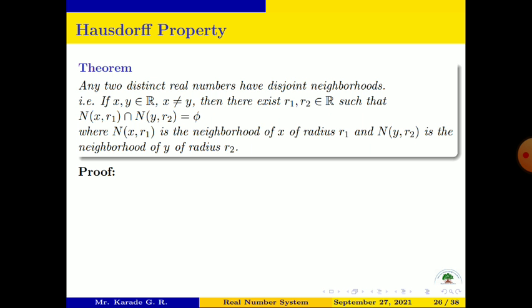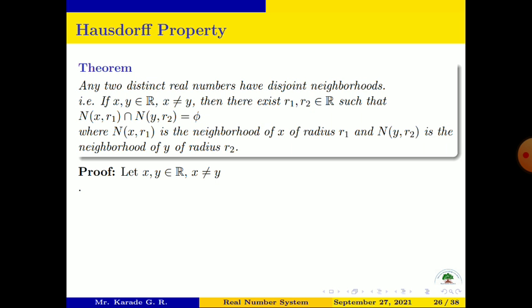Let us write the proof of this theorem. How we will prove this theorem is very important now. We have to show the intersection of these two neighborhoods is empty, so let us assume that there is a real number in the intersection and reach some contradiction.